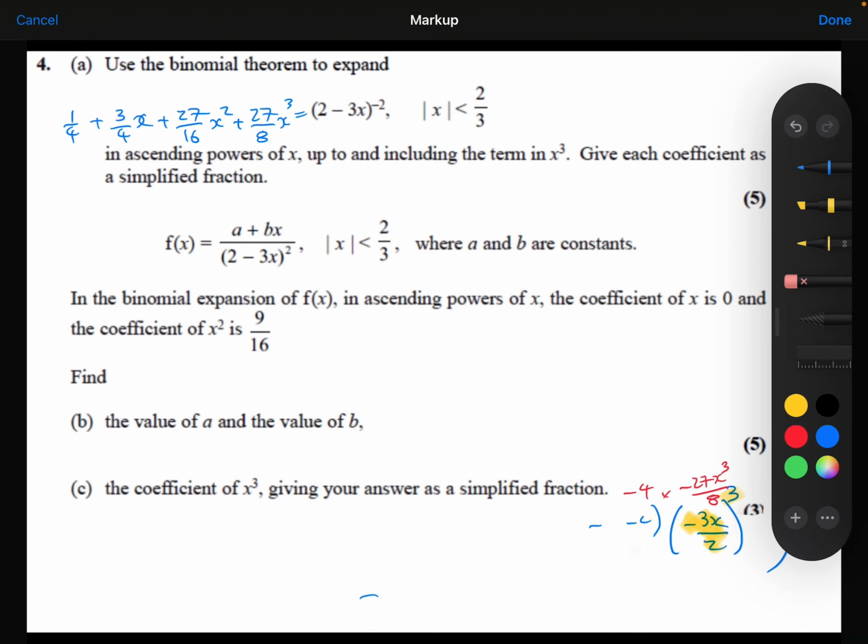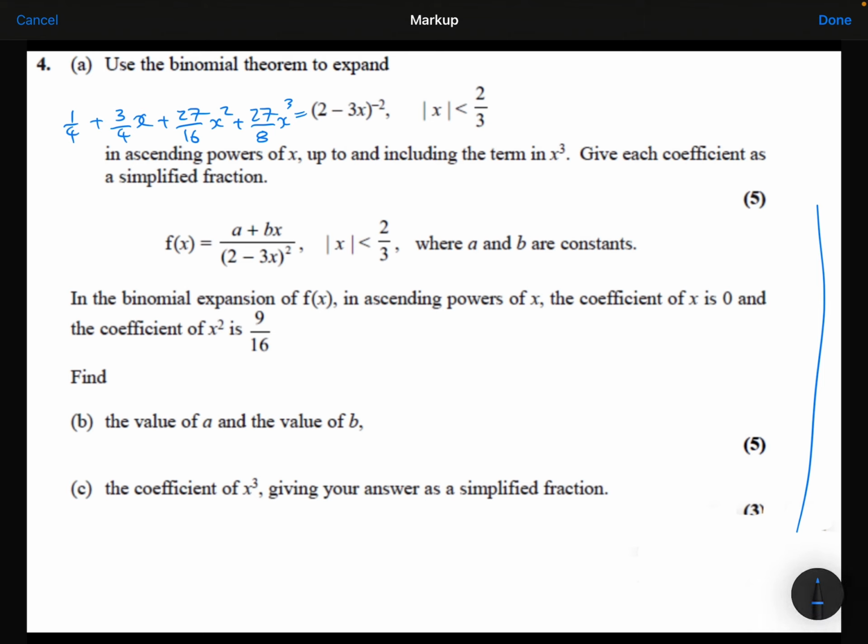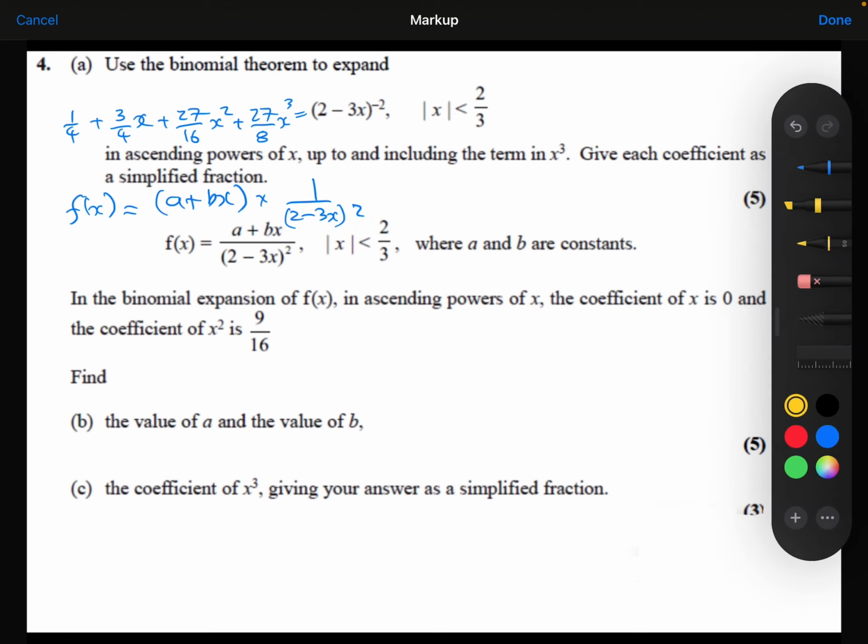Right, we're then told about f of x, and we're told that that's equal to a plus bx over 2 minus 3x squared, where the modulus of x is less than 2/3, and a and b are constants. Now I'm thinking that this has got to have something to do with what we've done in the previous part. And it definitely does. I could think of this as being a plus bx multiplied by 1 over 2 minus 3x squared. Hopefully you can see that writing this is the same thing as writing this. And hopefully you can also see that this is the same thing as this. Therefore, I could replace this with my answer from part A.